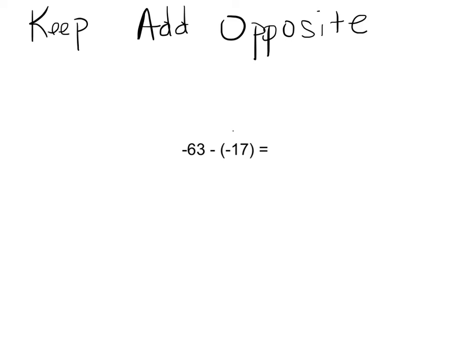So for example, I'm going to write K-A-O above my problem. The K stands for keep, so I'll keep the -63. A stands for addition, so I'll change it to an addition problem. O means opposite, so I'll do the opposite of 17, which is +17. Then I just use my normal adding rules. The answer to this problem will be -46. I would subtract 17 and 63, and then my answer would stay negative because it's farthest from 0.